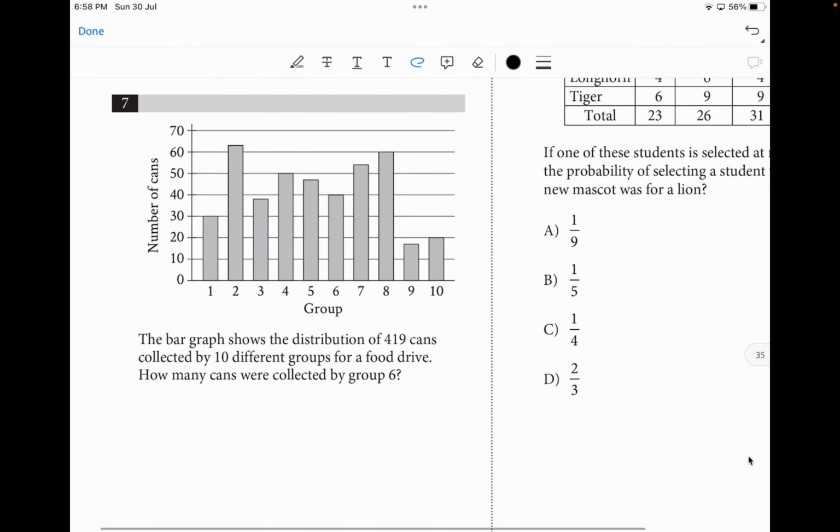Question number 7. This is a graph-based question. The bar graph shows the distribution of 419 cans collected by 10 different groups for a food drive. How many cans were collected by group 6?